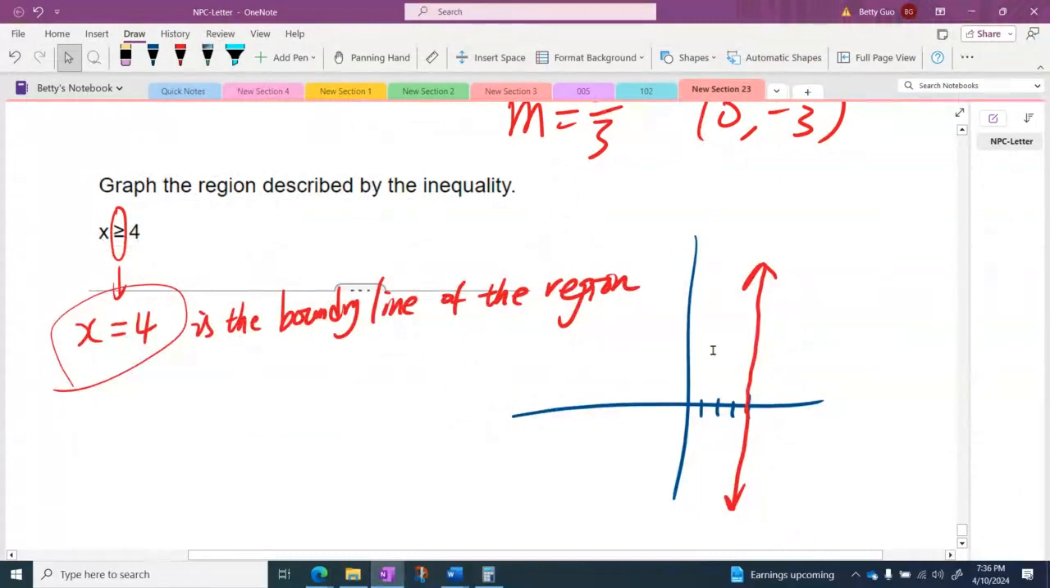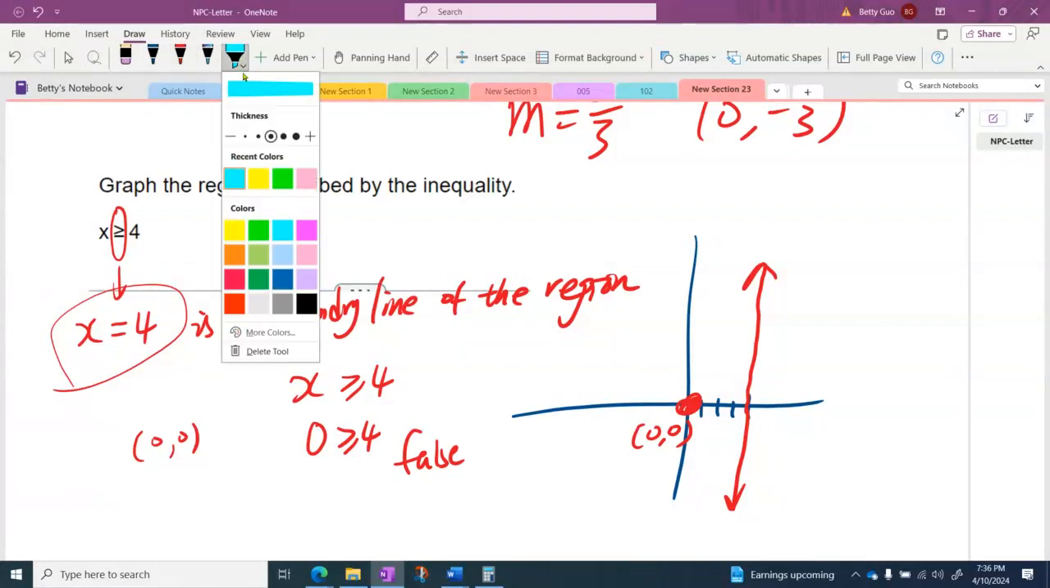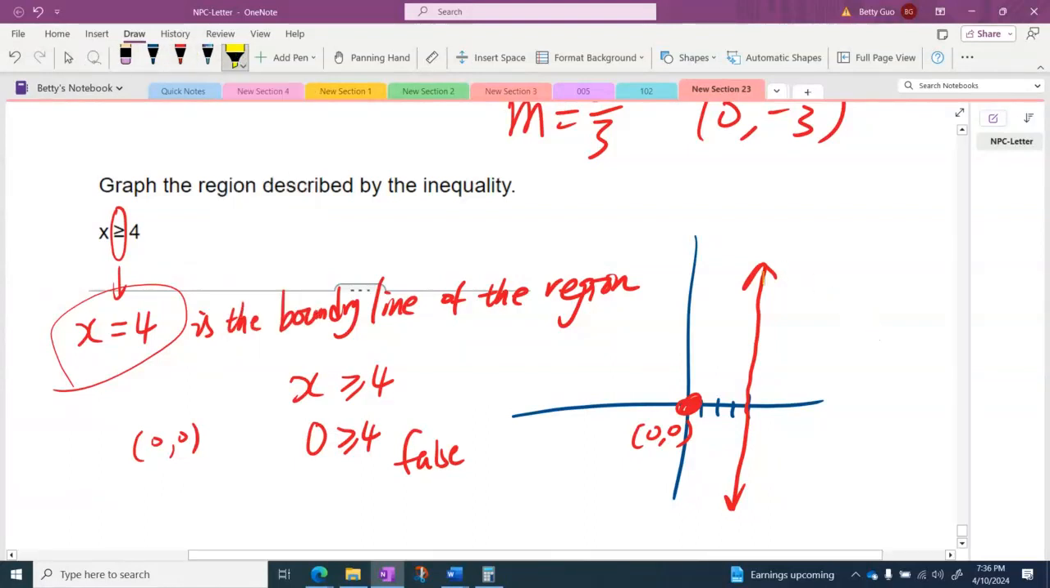And then we are going to determine, are we going to shade the region to the left or to the right? I would use a testing point, (0, 0). The inequality is x is greater than or equal to 4. If I plug in x equals 0, I have a false statement, because 0 is not greater than or equal to 4. That means (0, 0) is not a solution. That's the reason we are going to shade the region to the right.